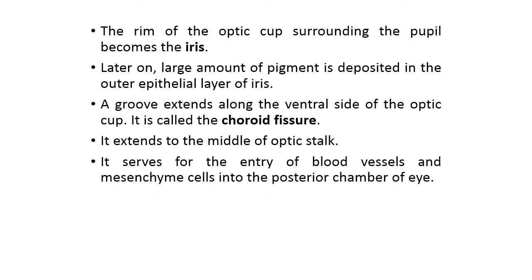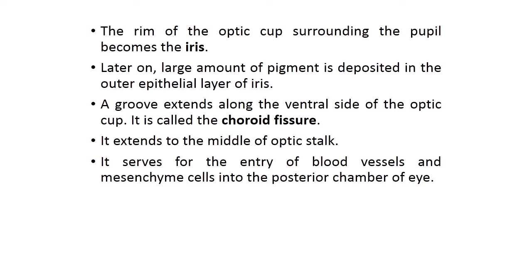The rim of the optic cup surrounding the pupil becomes the iris. So the optic cup is there, it is double layered, it has a pupil, and the rim of the pupil is what is called the iris. Later on, a large amount of pigment is deposited in the outer epithelial layer of the iris.